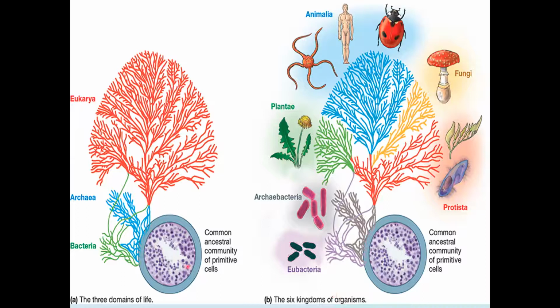The domain bacteria has one kingdom, eubacteria. The domain archaea has one kingdom, archaebacteria. The domain eukarya has four remaining kingdoms: Plantae, Animalia, Fungi, and Protista.